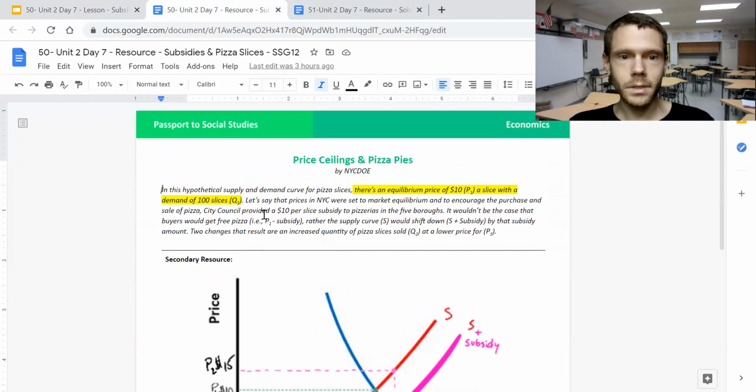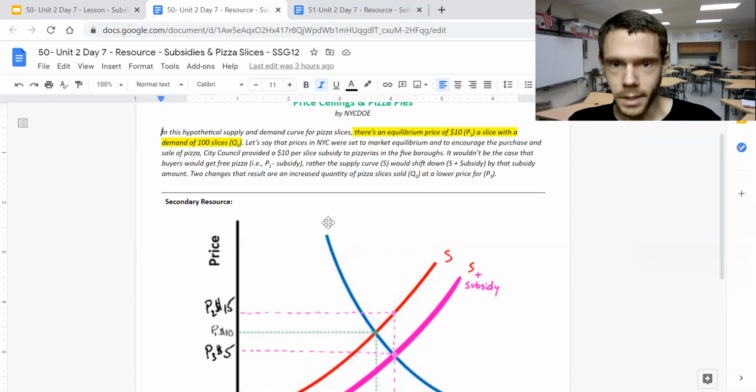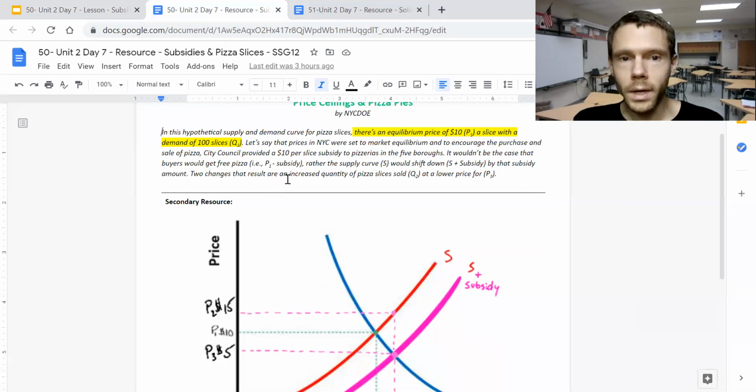So in the reading, we can see that if prices in the city were set to market equilibrium and we were trying to encourage the purchase and sale of pizza, the city council provides a $10 per slice subsidy to pizzerias. It wouldn't be the case that buyers get free pizza, right? It's not that there's a subsidy and automatically there's no price now. But what we would see is the P1 subsidy, the supply curve shifts down, so we now have a subsidy on the supply by that subsidy amount. So we can see the two changes that result: an increased quantity of pizza sold, Q2, so more pizzas being sold at a lower price.